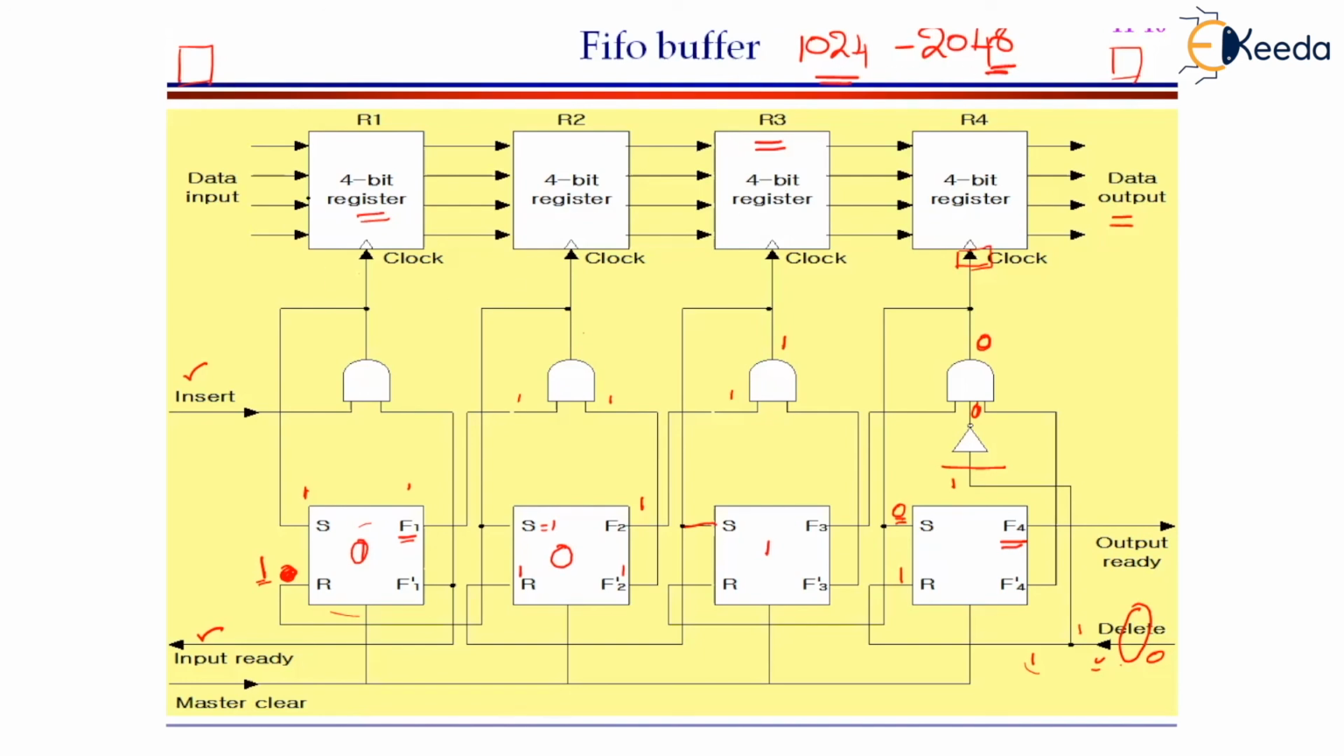Similarly, the size of each register may also be equal to 16 to 32 bits because one word can never be 4 bits at all. One word is either 16 bits or 32 bits. This is all about FIFO buffer.